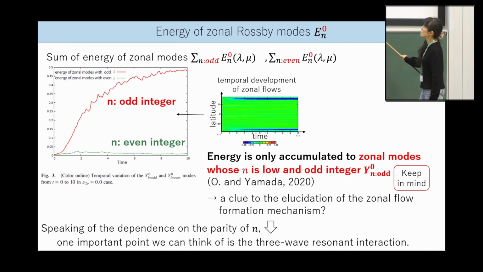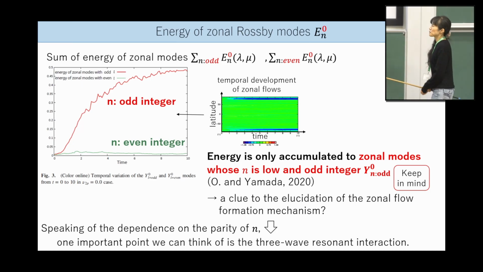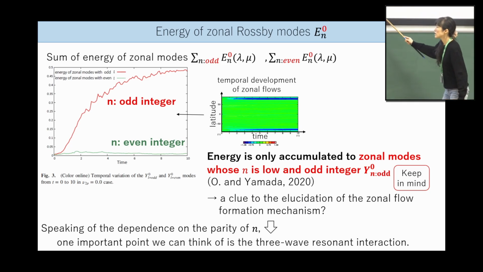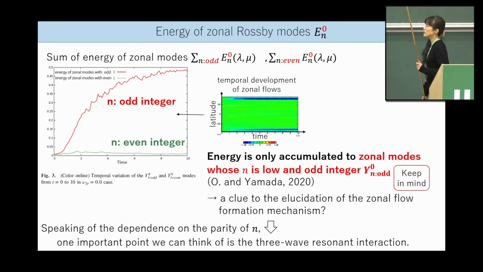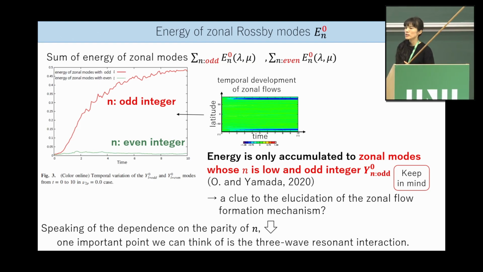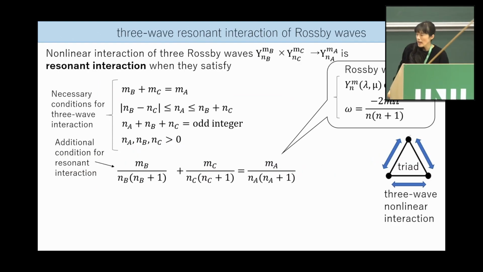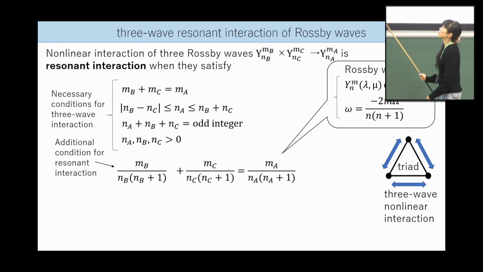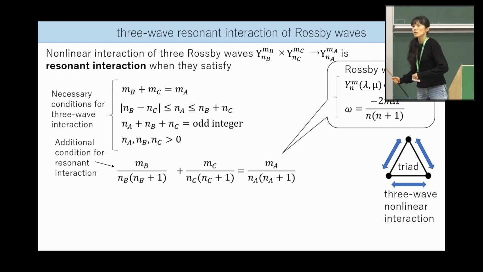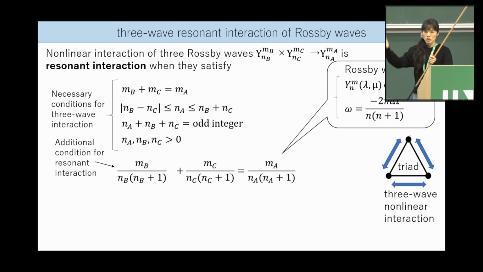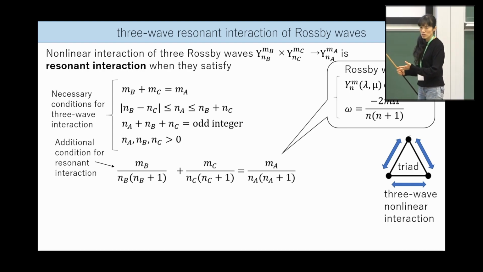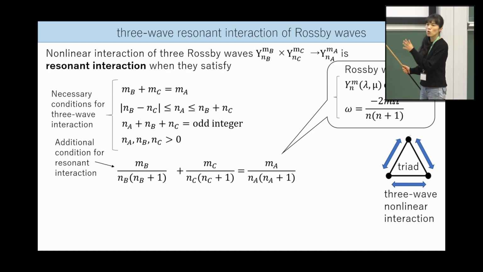And we would like to think about this now. And speaking of dependence on the parity of n, one important thing that we can think of is the three-wave resonant interaction. These are the conditions for resonant interaction that I have shown you. And by using this, we can classify all the Rossby waves, whether they can be a member of resonant interaction, at least one of the resonant interactions, or not.